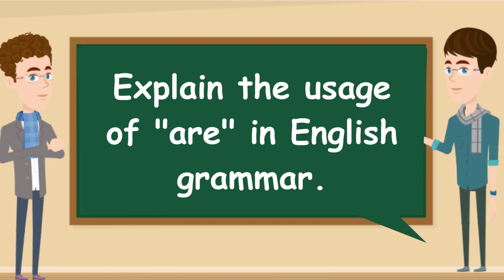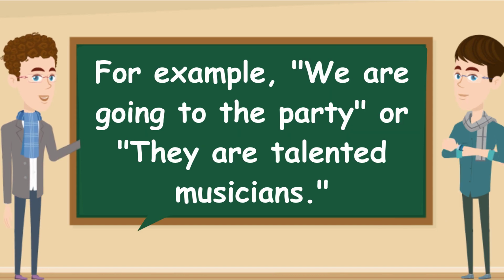Explain the usage of are in English grammar. Are is used in sentences involving plural nouns or when referring to the pronouns we, you, or they. For example, we are going to the party, or they are talented musicians.